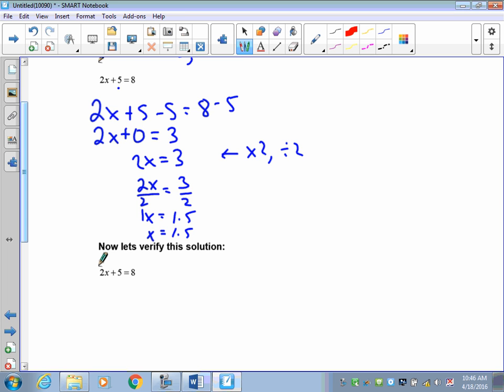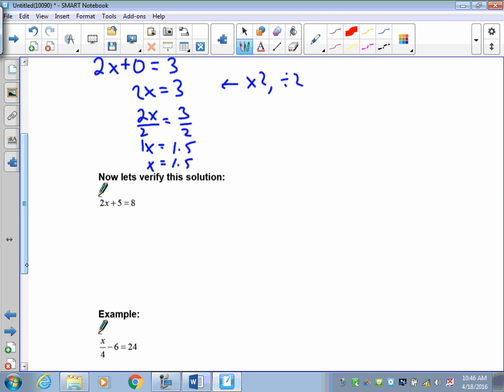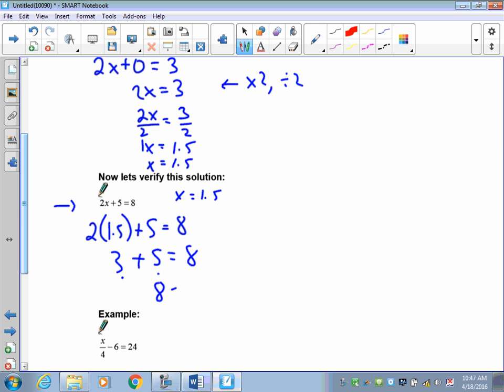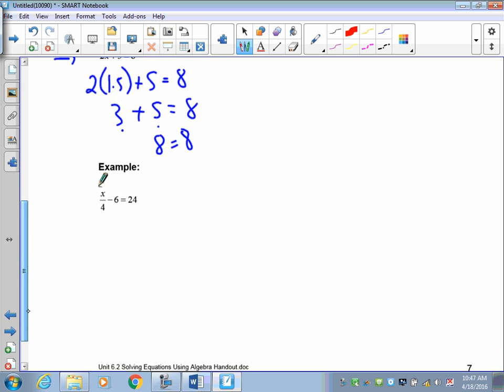Okay, let's verify this and see if we got it correct. So I said that 2x plus 5 equaled 8, and we said that x was 1.5. So let's take out the x and put in our 1.5. So 2 times 1.5 is 3, and 3 and 5 is 8, so we know that we did it correctly. It's always wise to double check your equations.